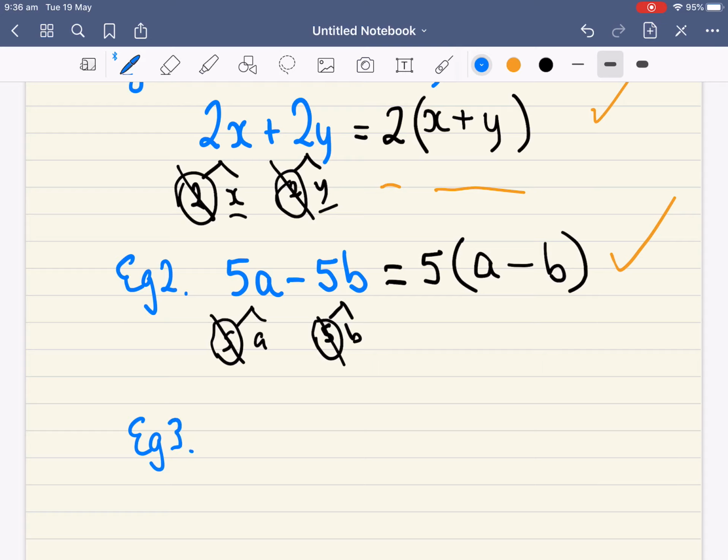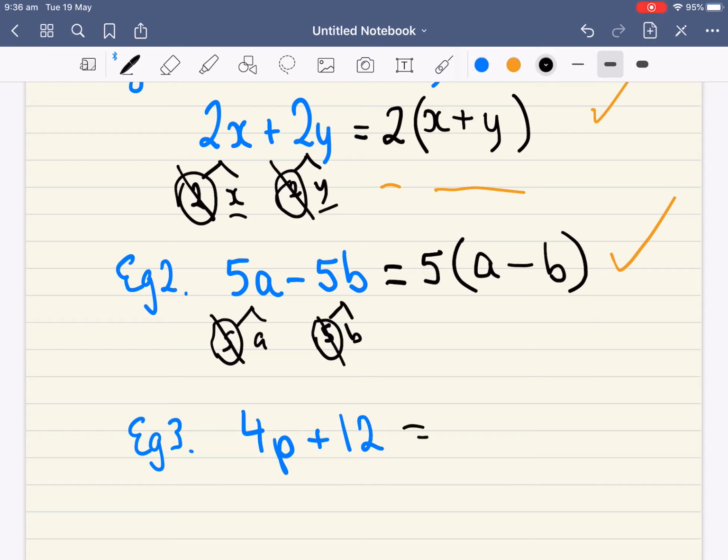Let's have a look at this next one. It'll look something like this. Let's say we have 4p, with p as a random pronumeral. So we've got 4 lots of p plus 12. All right, so we want to factorize this expression here.